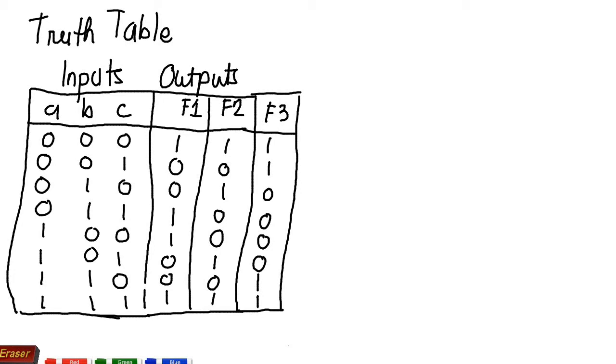Later on, once you're done with your solution and you've come up with the equations, you're going to integrate all those outputs into one circuit. I'm going to show that later on. But first, we're going to solve for the equation of each output using a K-map.